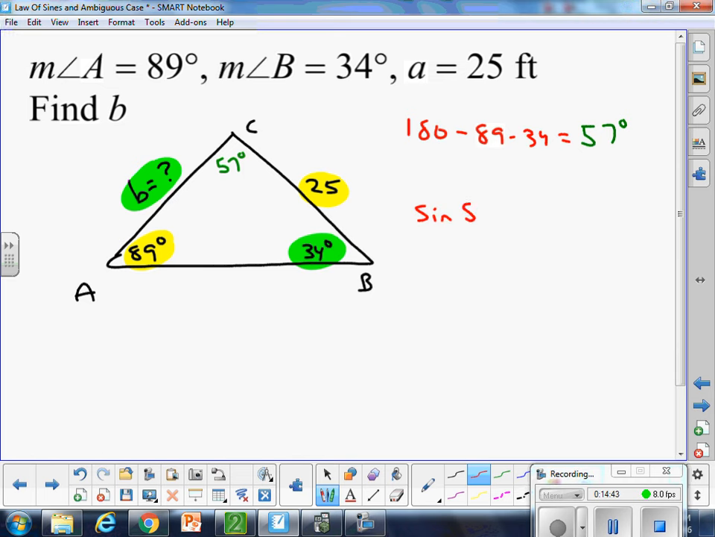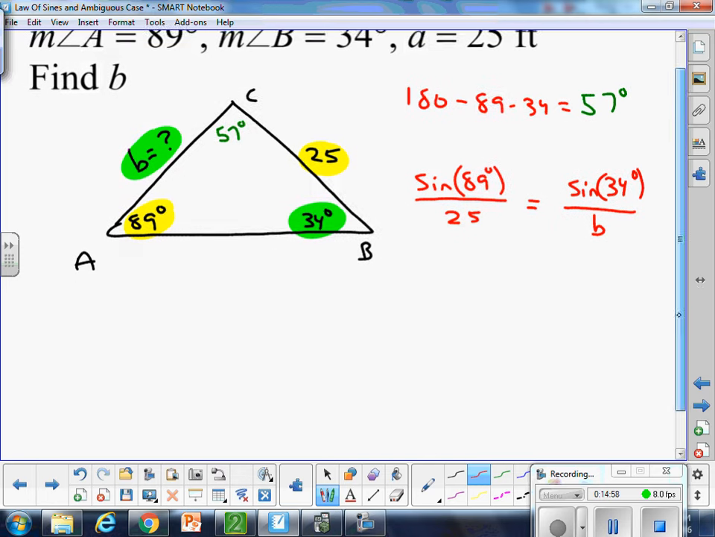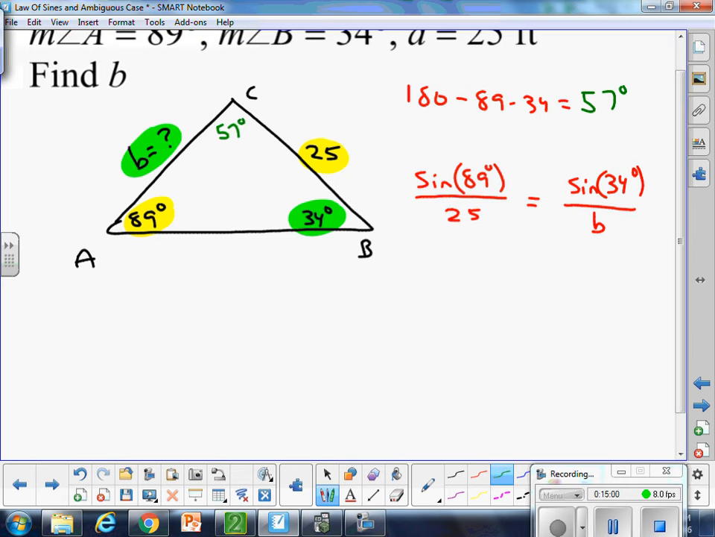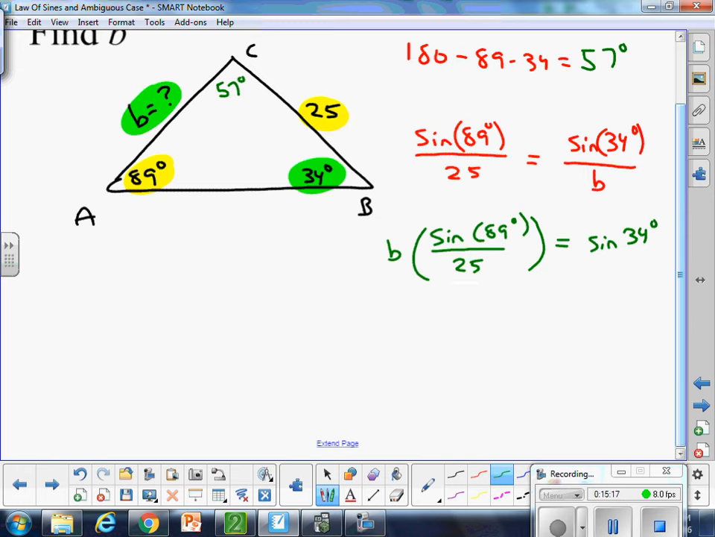Sine of 89 degrees over 25 is going to have to equal the sine of 34 degrees over B. Okay, and this one we should be able to just cross multiply, very similar to the old one we did. So B times the sine, I'm just multiplying both sides by B here. Okay, so just other options of doing the algebra. If you wanted to cross multiply them, that would work too, of course.